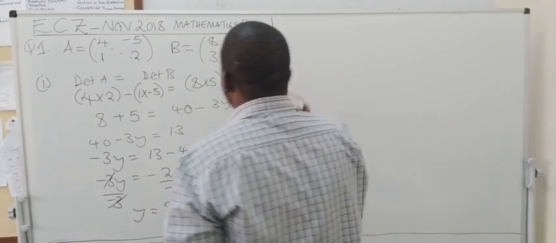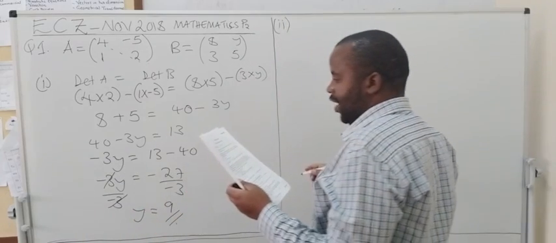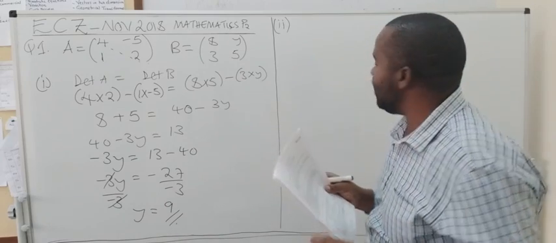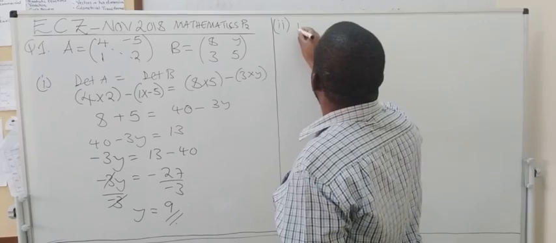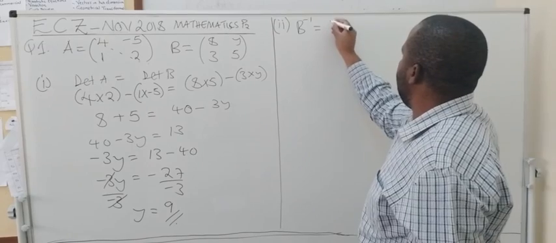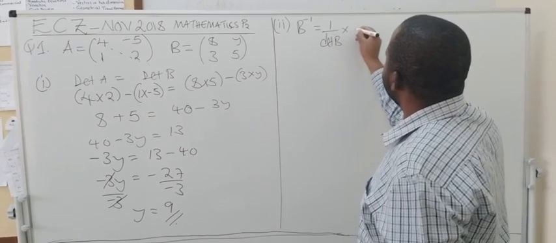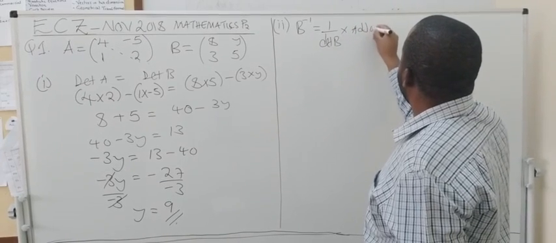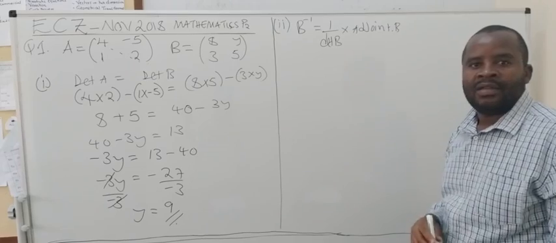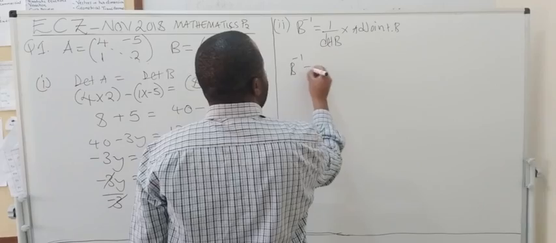What is B? After Roman numeral 2, hence find the inverse of B. So how do we get the inverse of B? We know that B inverse, or the inverse of B, is given as 1 over the determinant of B times the adjoint of B.